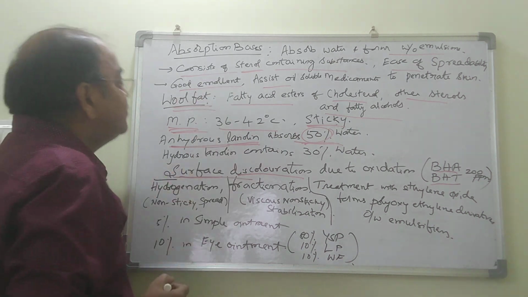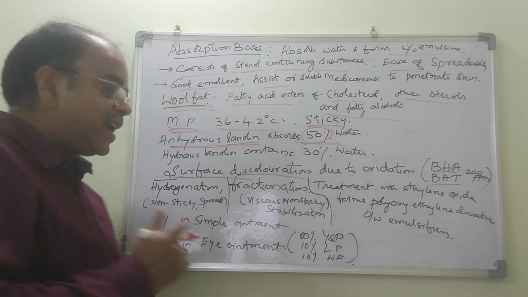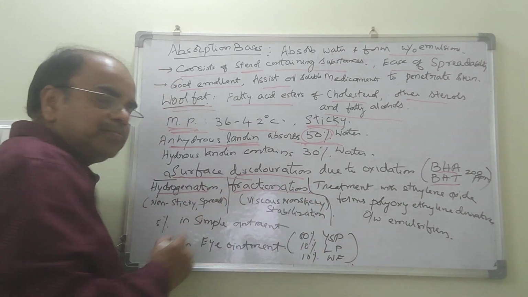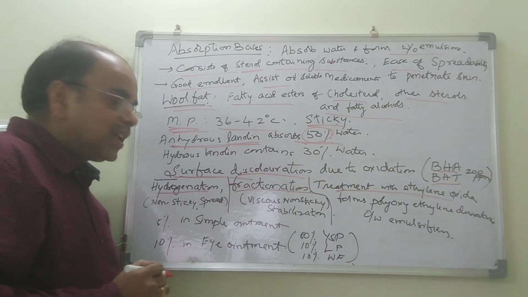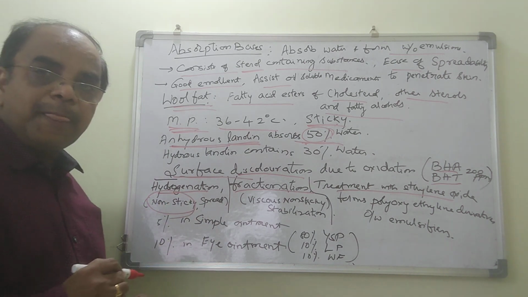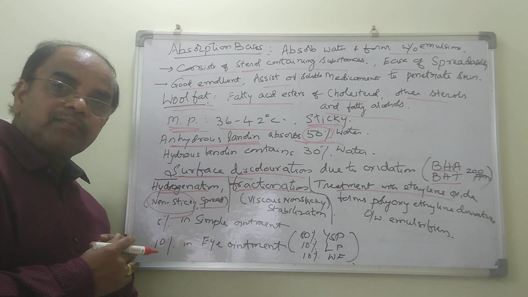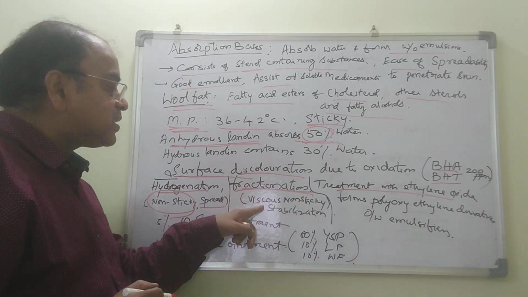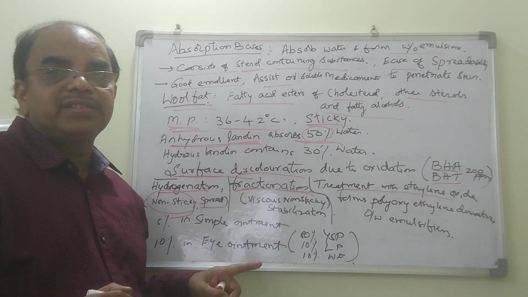And this wool fat, we can alter the properties by suitable treatment like hydrogenation, fractionation, or treatment with ethylene oxide. By hydrogenation, we can make the preparation non-sticky so that we can improve the spreading property also. By fractionation, we can make it non-sticky and viscous also. We can use it in the stabilization of other preparations.